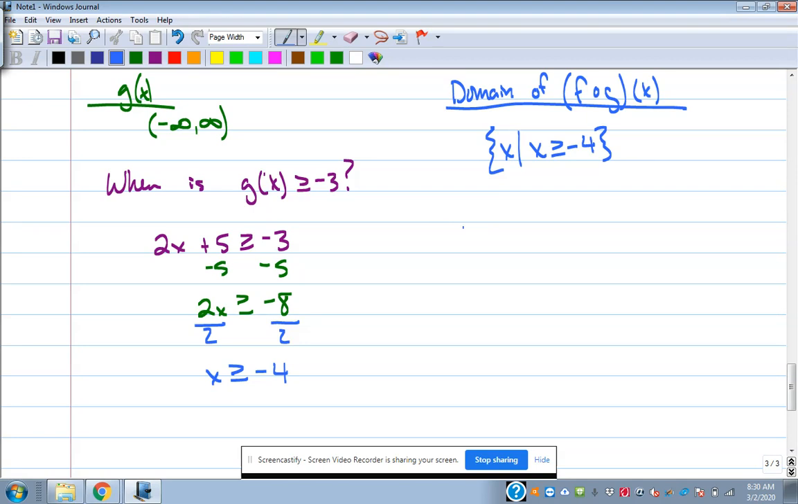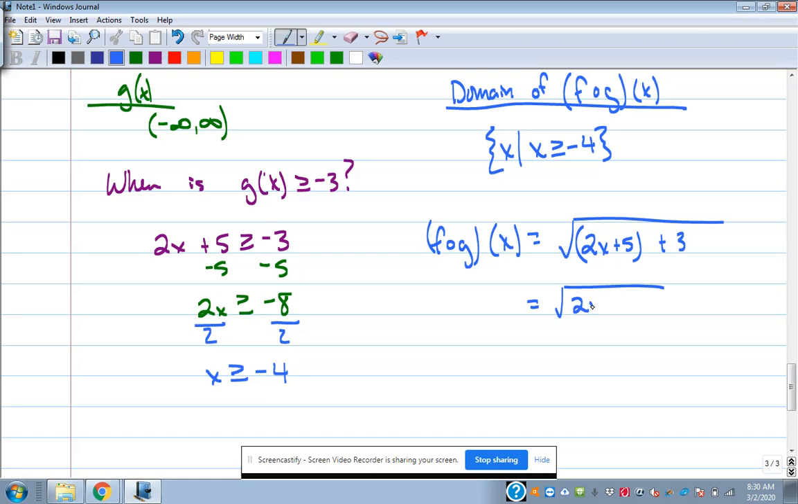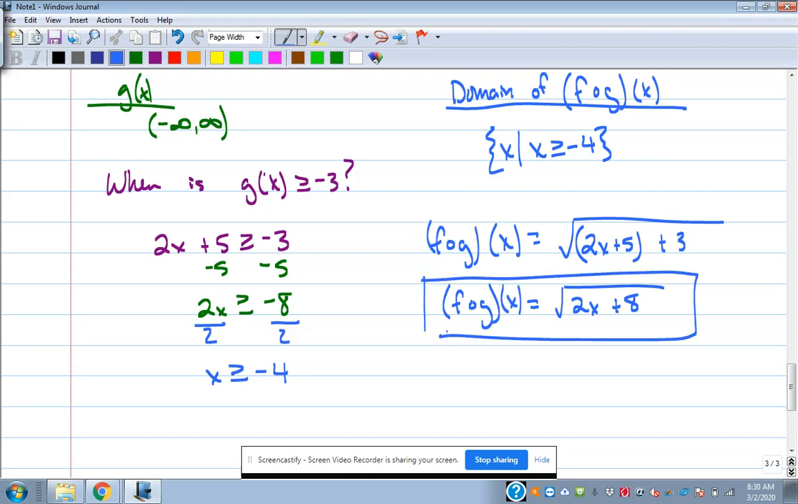So now let's find f composed with g. We're going to actually do the math and plug that in. So we're going to have square root. Instead of x, we're going to have 2x plus 5, plus 3. And we're just going to simplify that. And there we have our composite function. Nothing else you could do to that to make it better.